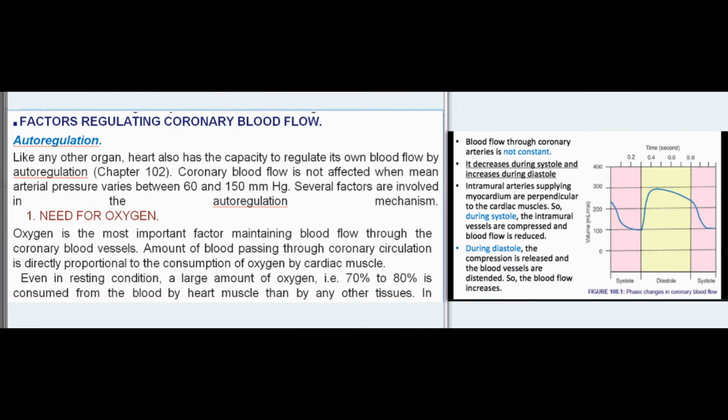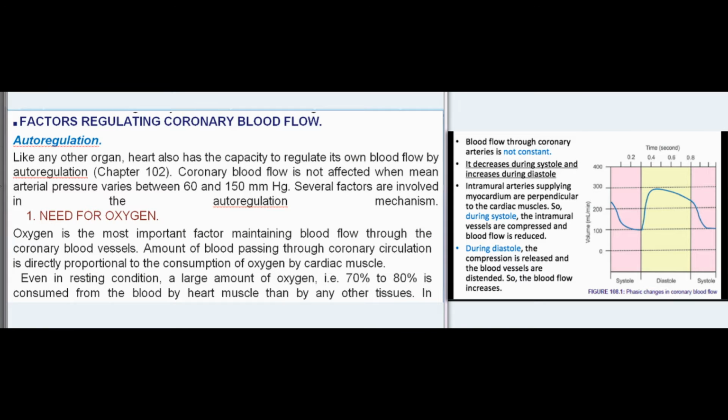Factors regulating coronary blood flow. Autoregulation. Like any other organ, heart also has the capacity to regulate its own blood flow by autoregulation, Chapter 102. Coronary blood flow is not affected when mean arterial pressure varies between 60 and 150 mm Hg. Several factors are involved in the autoregulation mechanism.